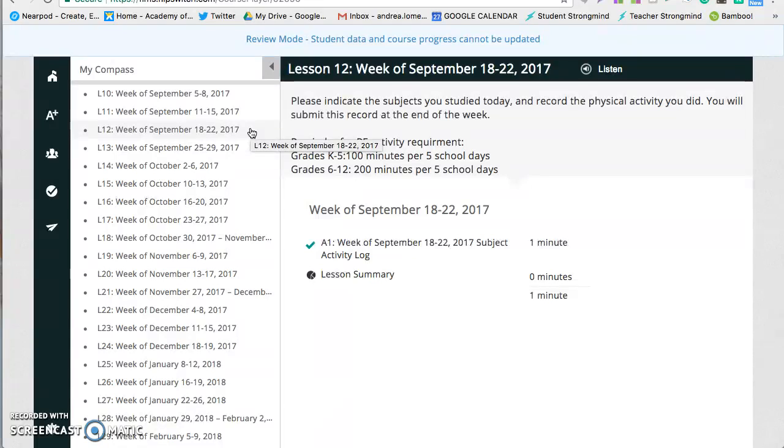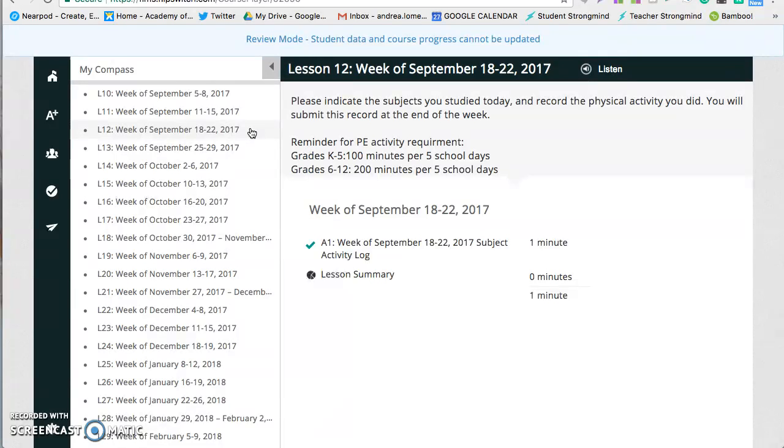Now, it is okay to go back and fill these in as long as you are giving appropriate, correct information. I recommend that every Friday morning, when you get your school day started and you've done a little bit of work, by about 11 or 12, right around lunchtime, you take a break from what you're doing, you go log into your My Compass course, and you fill out your activity log and you submit your PE log.